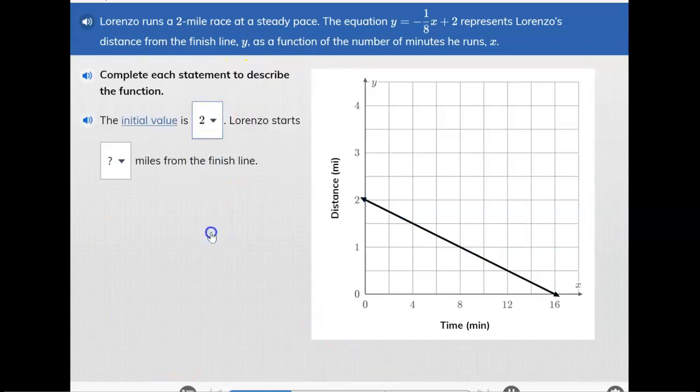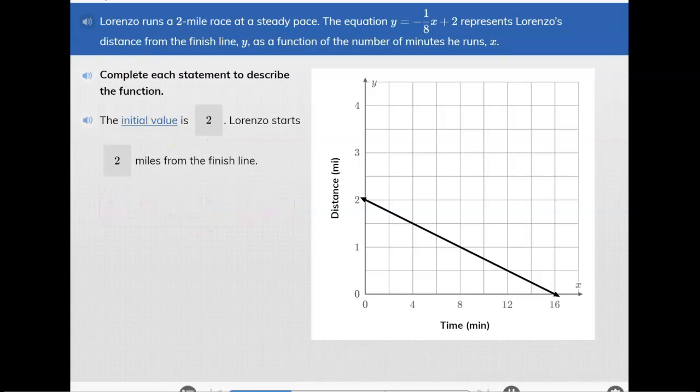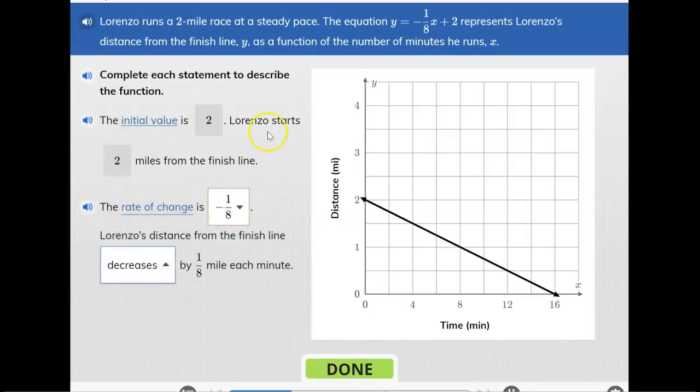His starting point is 2, and Lorenzo's starting point is 0, because that's where he finishes, at 2 miles from the finish line. Messed up. Starts at 2. My bad. So those are the same thing, where he starts, where he finishes. The rate of change is negative 1/8 because that's what was in our equation here. We were going down 1 and over 8. And his distance to the finish line decreases. He's getting closer and closer by each minute.